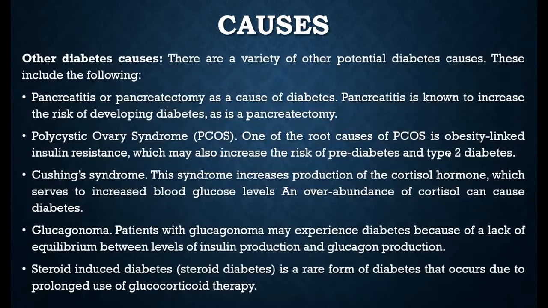The other potential causes of diabetes include pancreatitis, a problem of the pancreas, polycystic ovarian syndrome, Cushing syndrome, and glucagonoma. This is a condition with a lack of equilibrium between the production and usage of insulin and glucagon. And the last one is steroid-induced diabetes or steroid diabetes. It's a rare form of diabetes, but it occurs when you are taking steroids for glucocorticoid therapy.